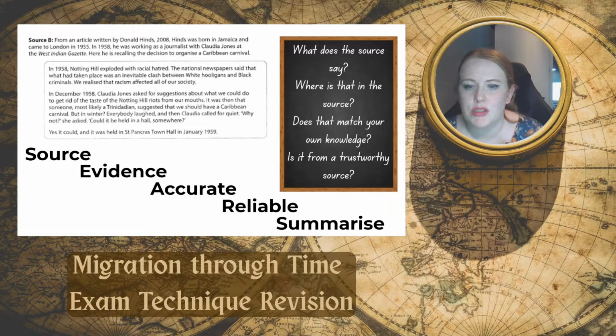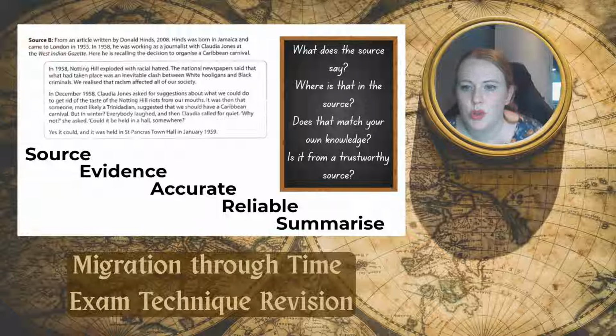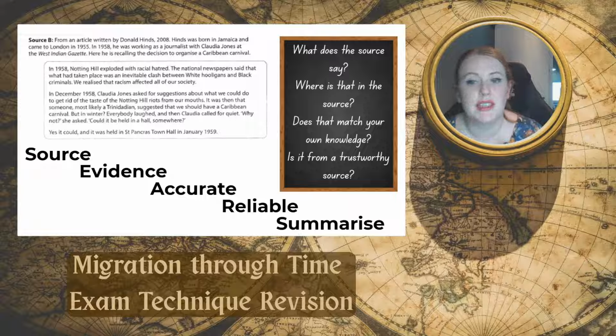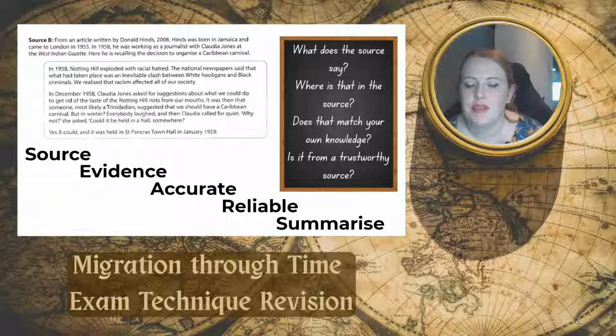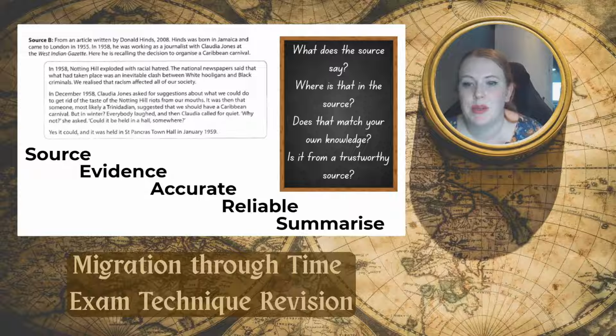So we've got a summary of the first four points on the little blackboard there. You want to tell us, what does the source say? Where do you find that in the source? If it's a text source, you want to use a quote. If it's a picture source, you want to say a very specific part of the picture. You want to ask, does that match your own knowledge? Can you find something in your memory that matches that? And is it from a trustworthy source? That's where you look at the provenance and decide, do you trust what that person is saying?